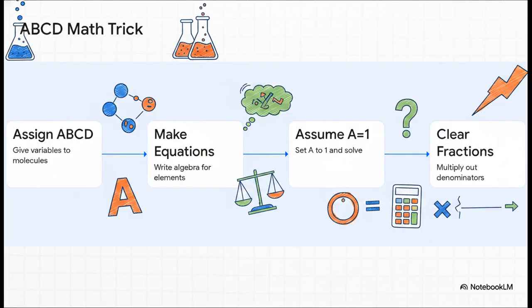But what happens when those equations get terrifyingly complex? You're going to need a secret weapon. The traditional hit and trial method, yeah, it's fine for the simple stuff, but for massive equations, it just eats up your time. Instead, you've got to use the ABCD math trick. You just assign variables A, B, C, and D to your molecules, write super simple algebraic equations for each element, assume A equals 1, and just solve for the rest. If you end up with a fraction, no big deal, just multiply the whole thing by the denominator to clear it out. It is foolproof and lightning fast once you get the hang of it.